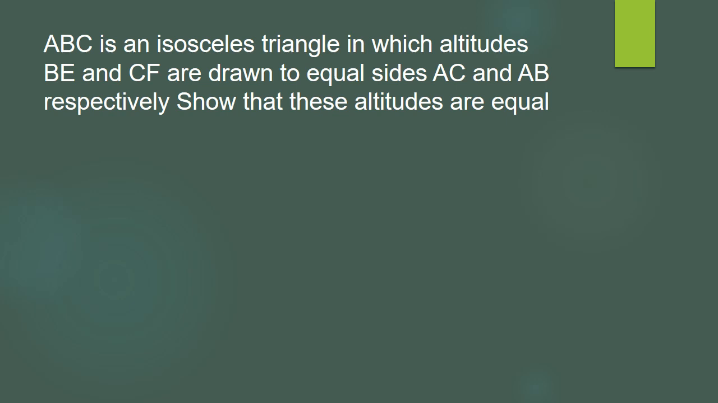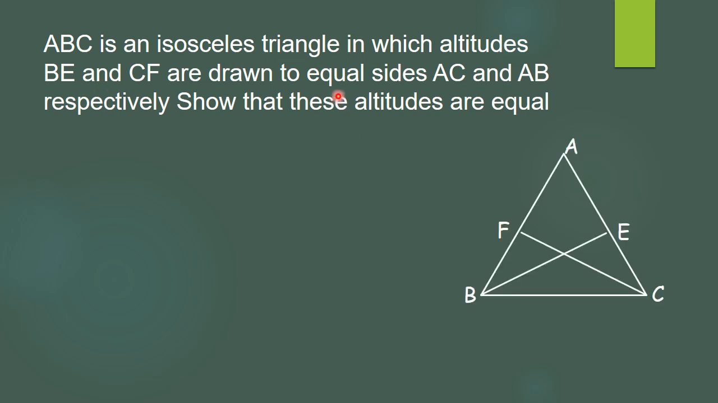The sum is: given that triangle ABC is an isosceles triangle in which altitudes BE and CF are drawn to the equal sides AC and AB. This word is equal sides; the altitudes are not equal. Correct? The altitudes are drawn on the equal sides. It means AC and AB are equal, given. We have to show that the altitudes are equal. It means we have to prove BE is equal to CF. So when we read the question, read it in the proper way, where these words are being joined.